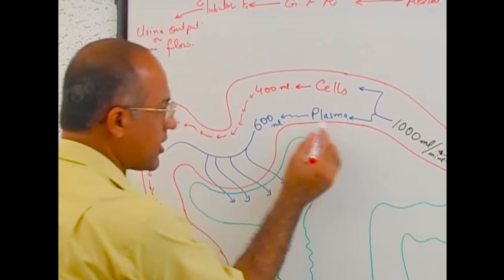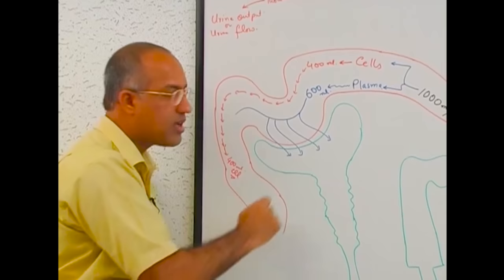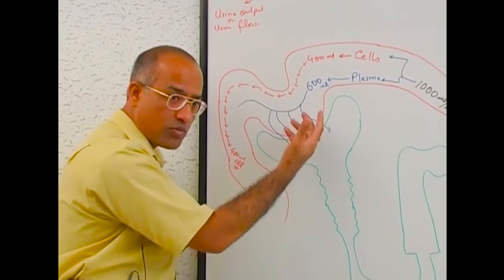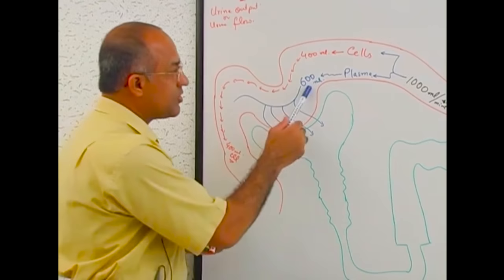Out of this 600 ml plasma, cells don't filter, they pass forward. But when plasma is passing through this area, fluid of plasma with the dissolved substances is filtered. Out of the plasma, proteins don't filter significantly. It is the fluid of the plasma with some dissolved substances that can filter. But how much out of 600, how much filtered total? It is again 20%.